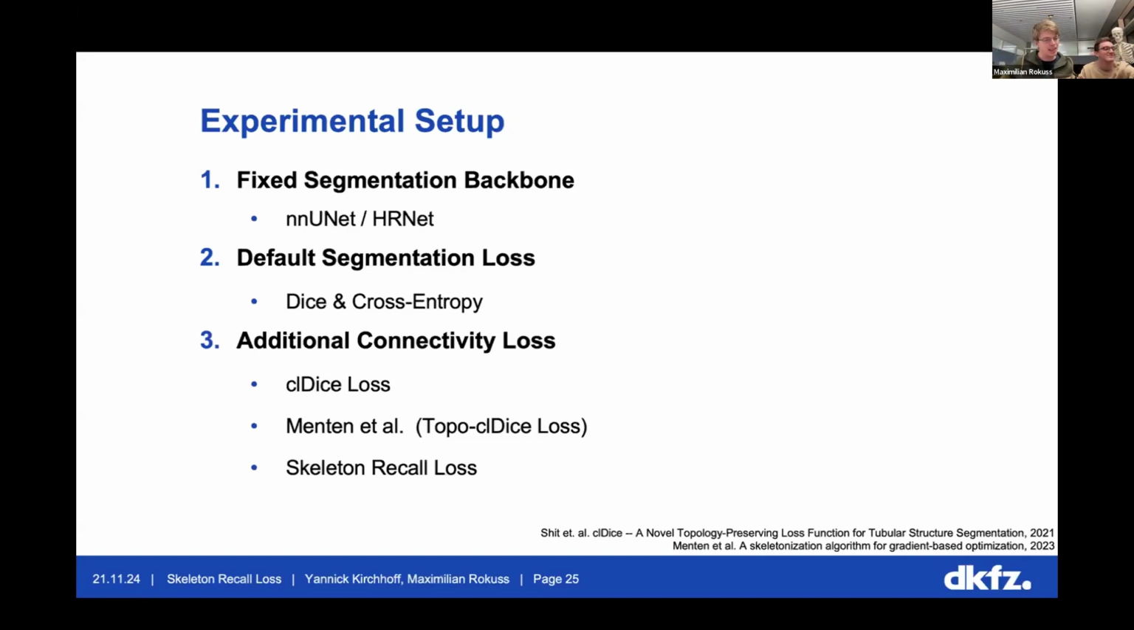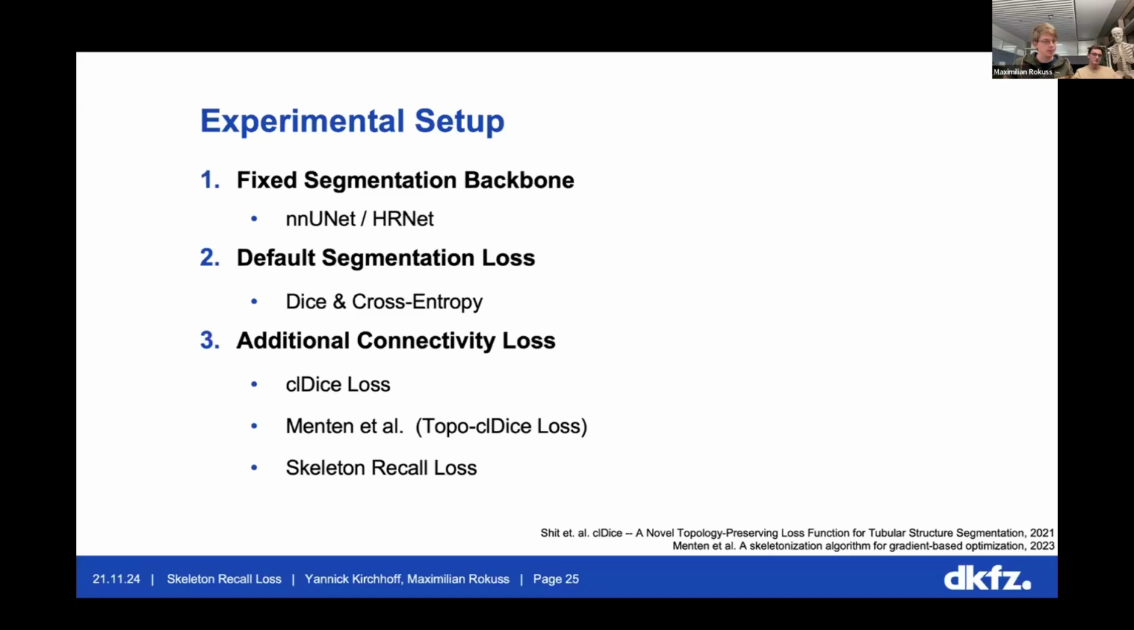So we've heard from Max about the idea behind skeleton recall and also the theory, but let's continue now with the experimental setup for basically all the experiments we did in the paper. We always used a fixed segmentation backbone, which was most of the time a UNet. In addition, we also showed that it works and has all the benefits we showed in a UNet also on HRNet, but only for the 2D data sets. Then we always had a default segmentation loss function, which was dice and cross entropy loss, that was also fixed.